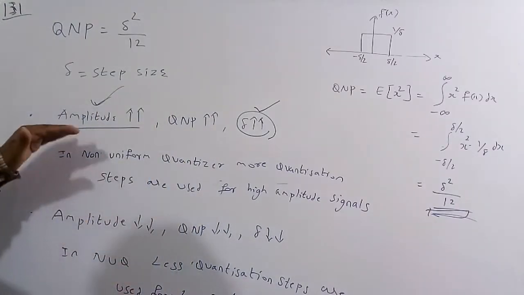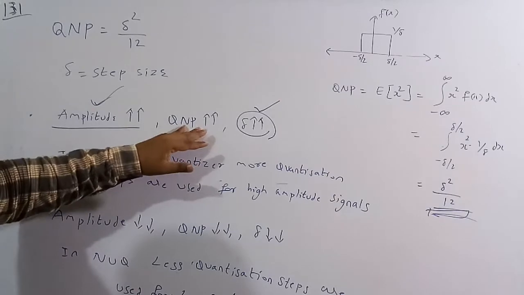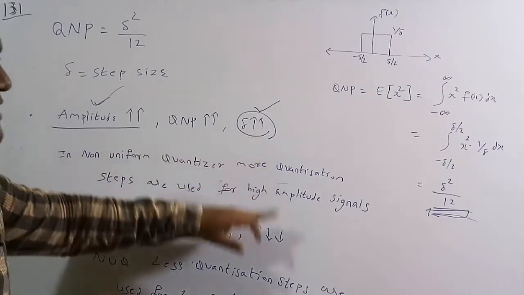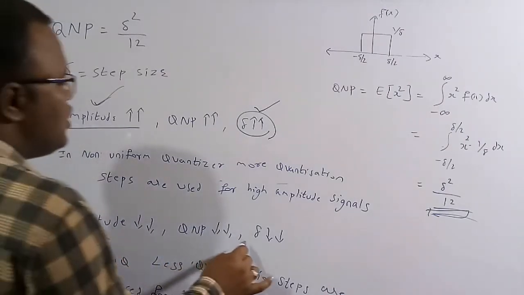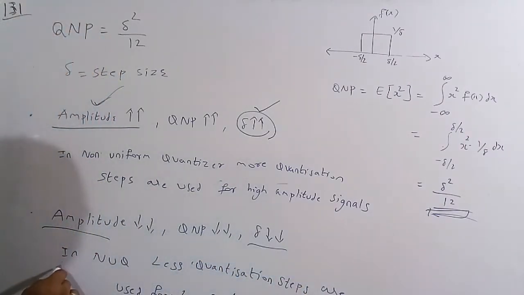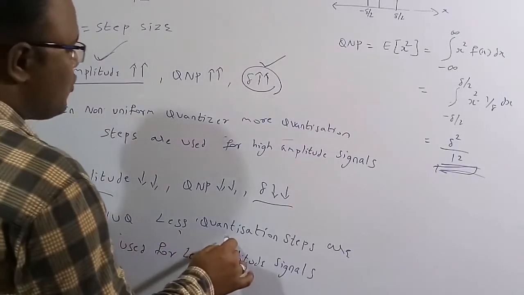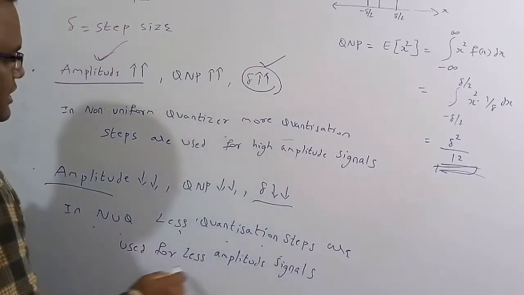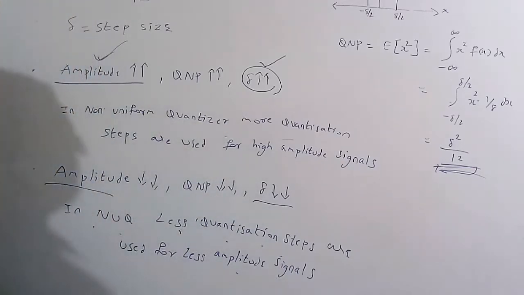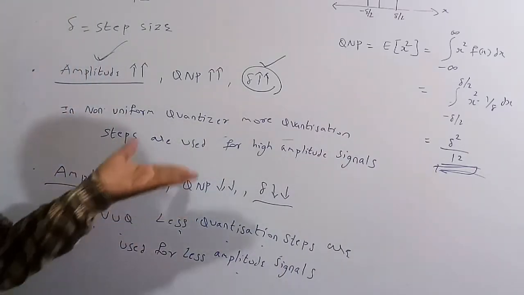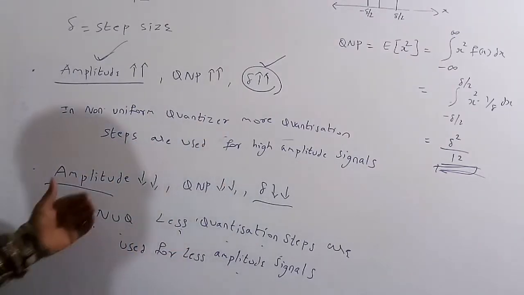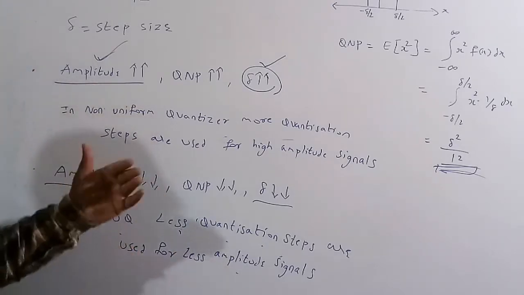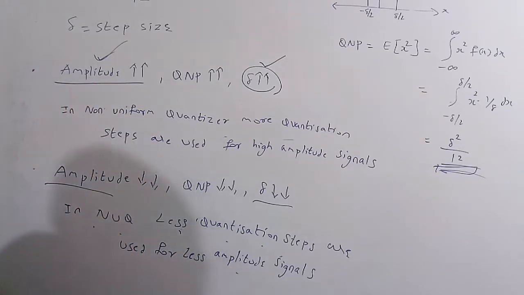Now do the reverse. As the amplitude decreases, the quantization noise power decreases, and the delta value also decreases. So we can conclude that a low amplitude signal requires a low step size. So in a non-uniform quantizer, fewer quantization steps are required for the low amplitude signals. As the amplitude increases, we need higher and higher step size values, and if the amplitude decreases, then we need fewer quantization step values.